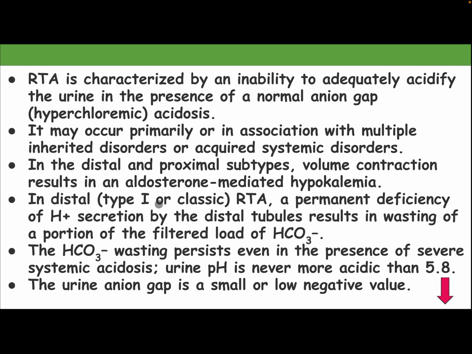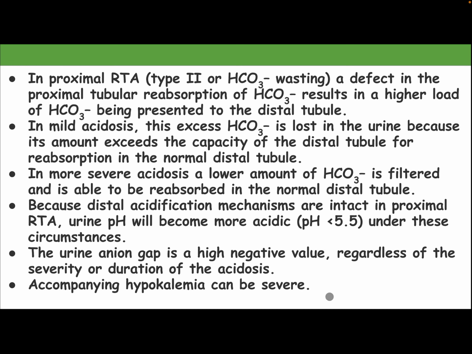In distal type 1 or classic RTA, permanent deficiency of hydrogen ion secretion by the distal tubule results in wasting of a portion of the filtered load of bicarbonate. The bicarbonate wasting persists even in the presence of severe systemic acidosis. Urine pH is never more acidic than 5.8. The urine anion gap is a small or low negative value.